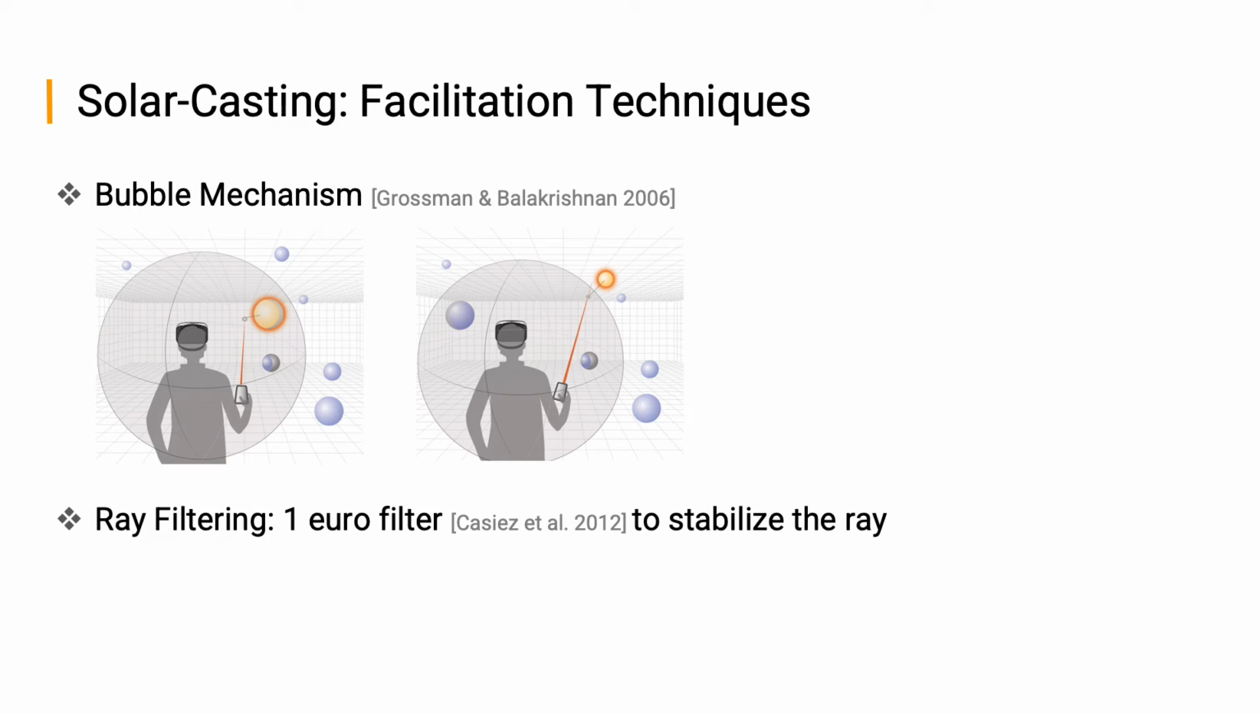We also use two pointing facilitation techniques, bubble mechanism and wave filtering. Solar casting's bubble mechanism is implemented by selecting the nearest target that is either intersecting with the surface of solar or outside of the solar. For wave filtering, we use the 1 euro filter as it offers a good trade-off between precision and latency.